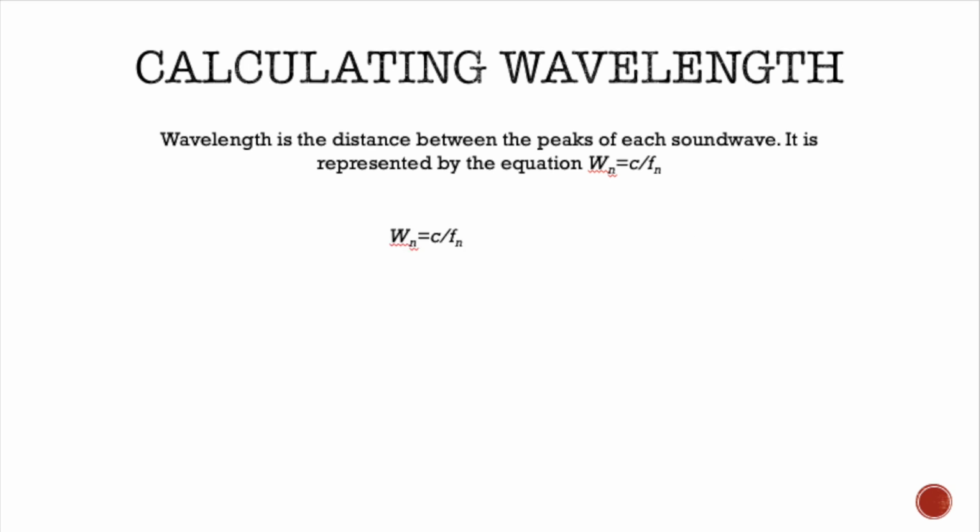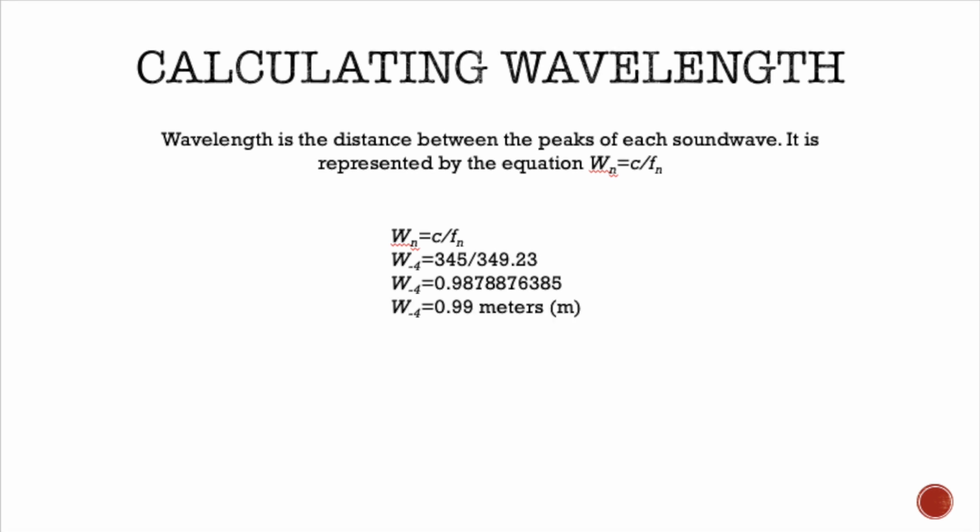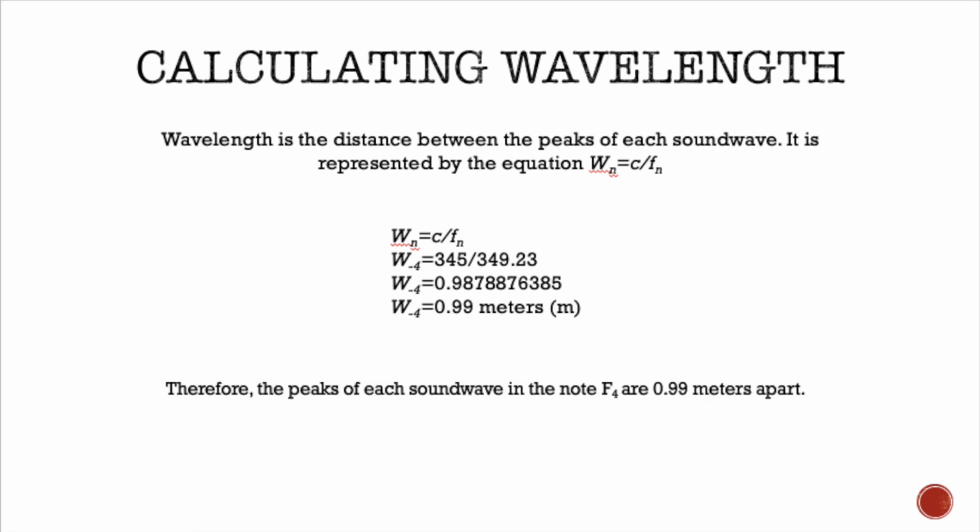Bringing it back to the equation, we're going to substitute in for c, 345 meters per second, and for Fn, we're going to take the value that we found in our previous equation for the frequency of the note F4, which we found was 349.23 Hz. Dividing 345 by 349.23, we find that the answer is 0.98788876385, which we're then going to round to the nearest hundredth to find that it's about 0.99 meters. Therefore, the peaks of each sound wave in the note F4 are 0.99 meters apart.